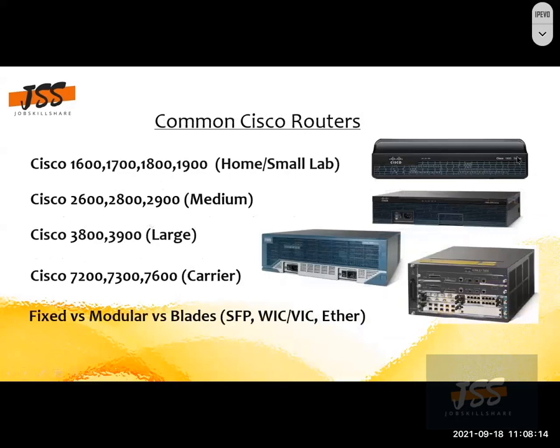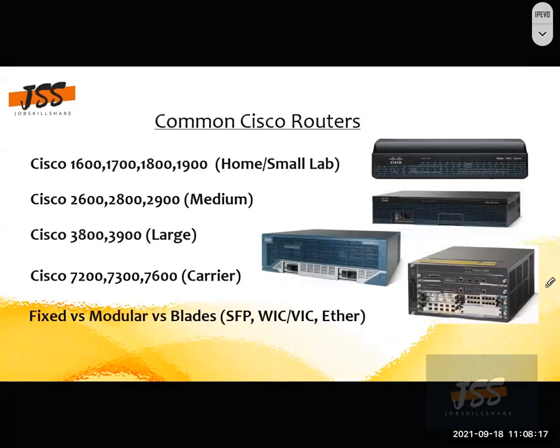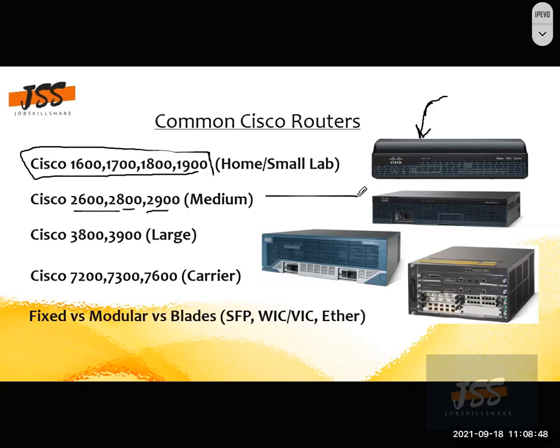Then we have Cisco routers, the common Cisco routers. As mentioned here, Cisco 1600, 1700, 1800, and 1900 series are basically used in home or small lab environments, even small organizations. I do remember this was the one we were using in our organization in the hotel environment. And then we have Cisco 2600, 2800, 2900, which are used in medium organizations.